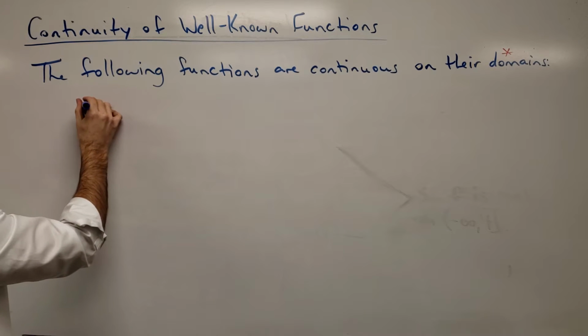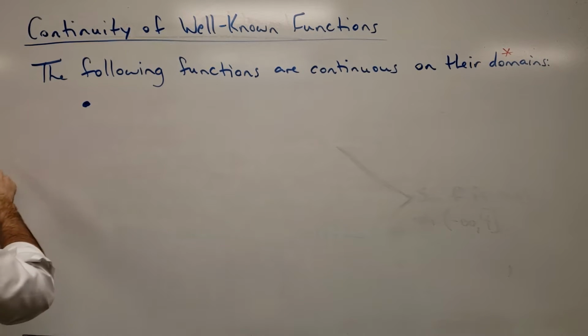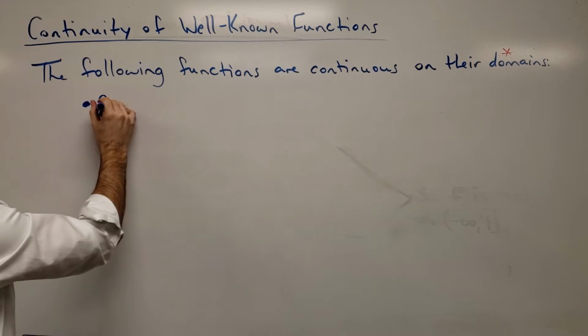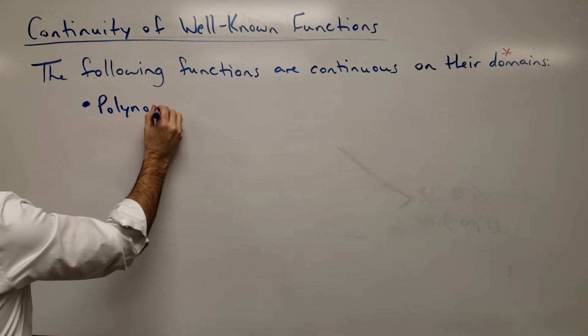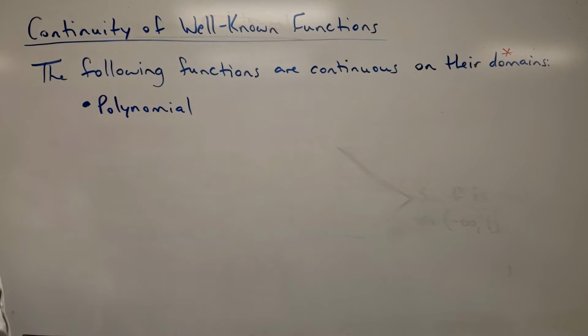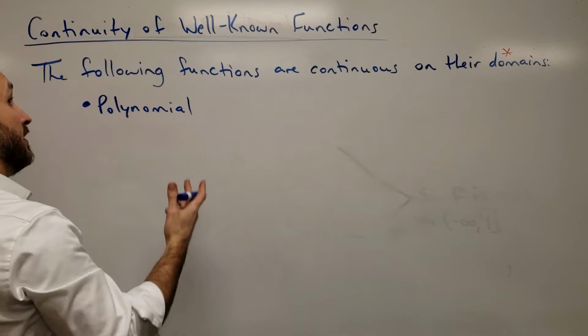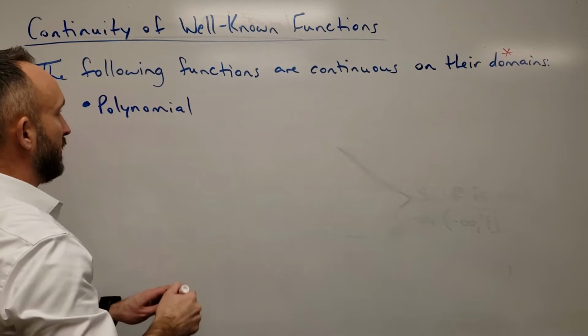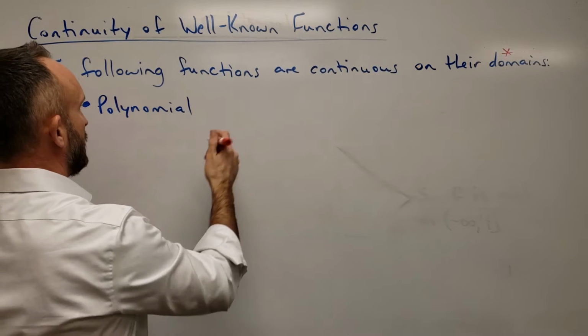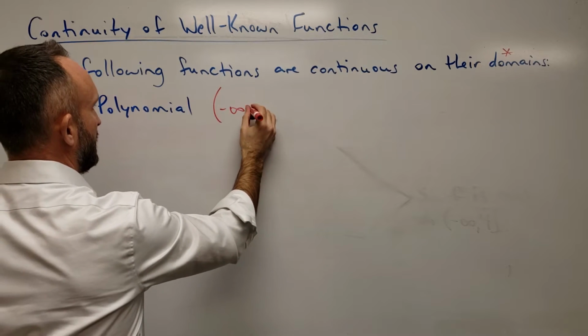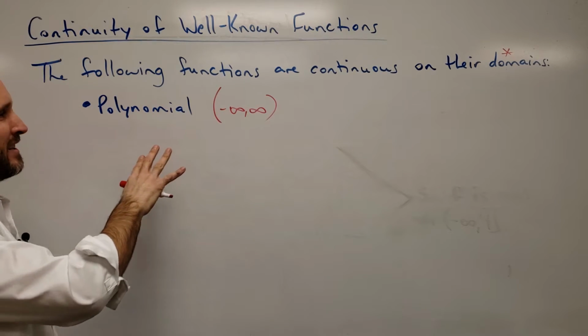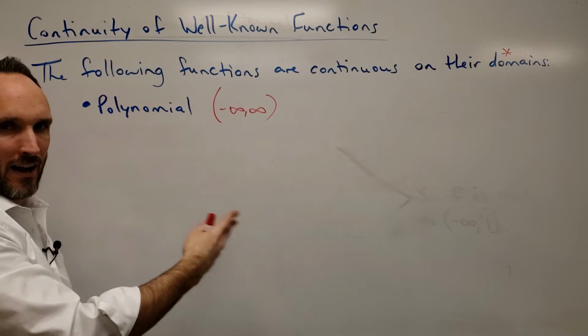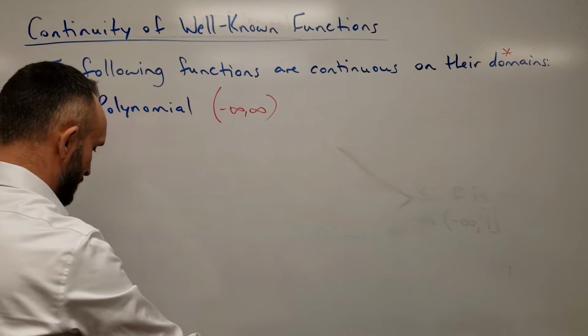So perhaps the most basic type of function you encounter in algebra is polynomial functions. Polynomial functions are continuous on their domains. The domain of a polynomial function is negative infinity to infinity. So these are really nice, smooth, connected graphs with no gaps.